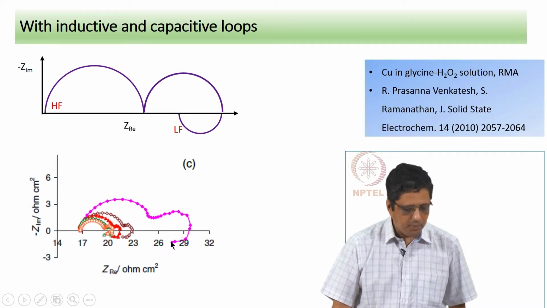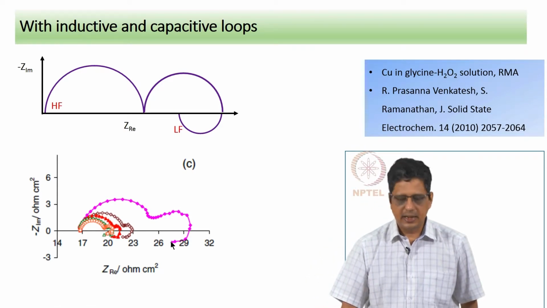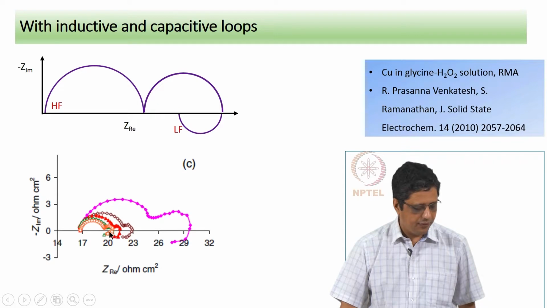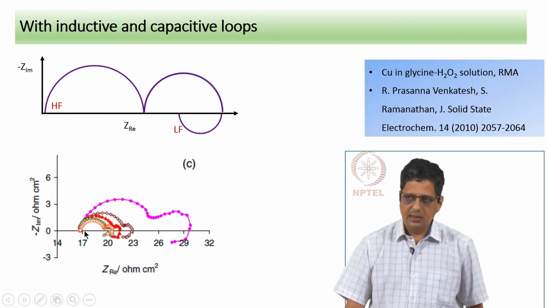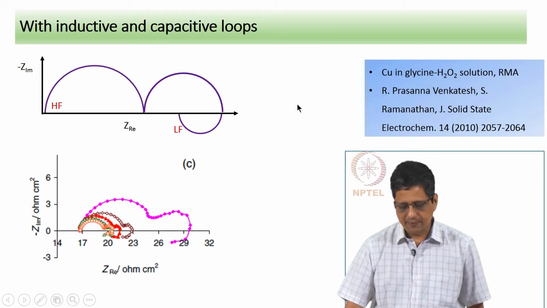It has not completed the loop, probably because the low frequency data was noisy and it was taken out or not shown here. And when we change the DC biases, the size of these loops shrink, the pattern remains the same, and this has also been analyzed using mechanistic analysis.